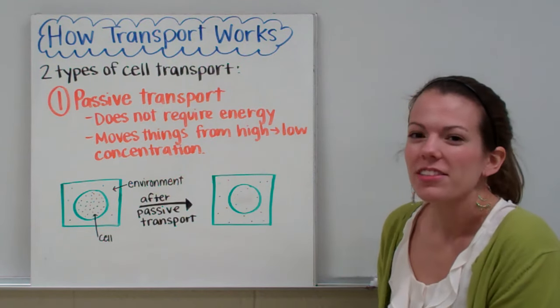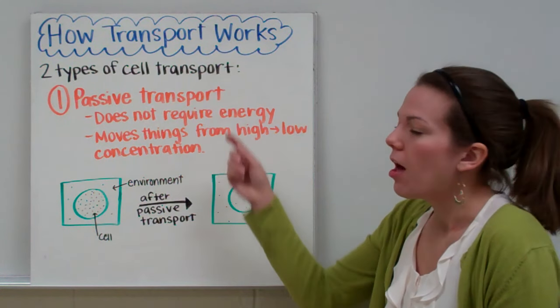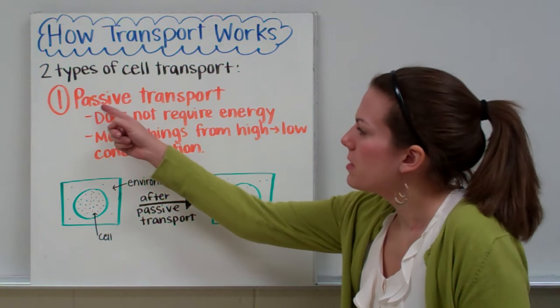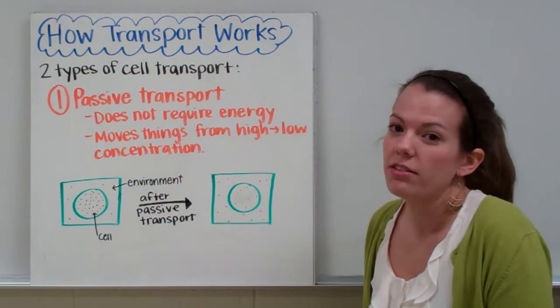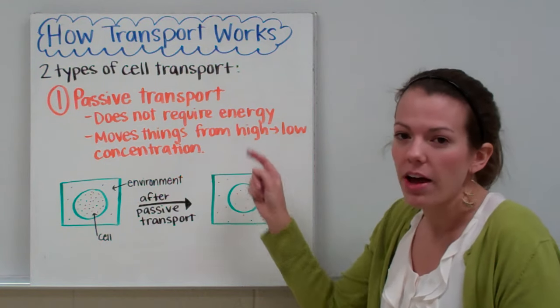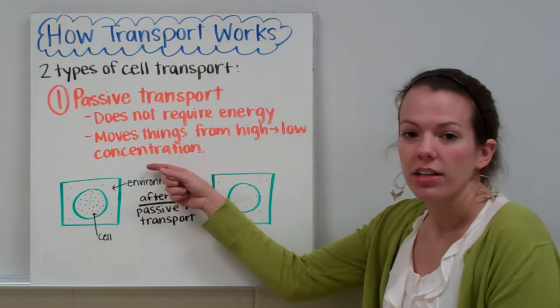transport actually works. We have two main types of cell transport. We have passive transport and then another type of transport called active transport. Just like you would say someone is passive if they sit on the couch all day eating potato chips and not using energy, passive transport does not require energy or does not require ATP. Passive transport moves things from high to low concentrations.